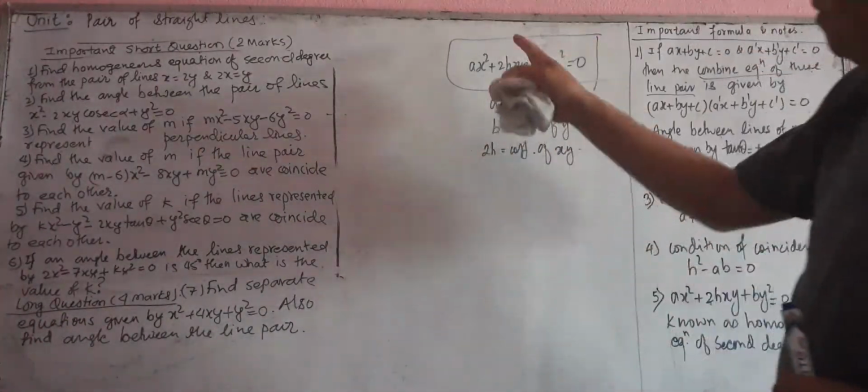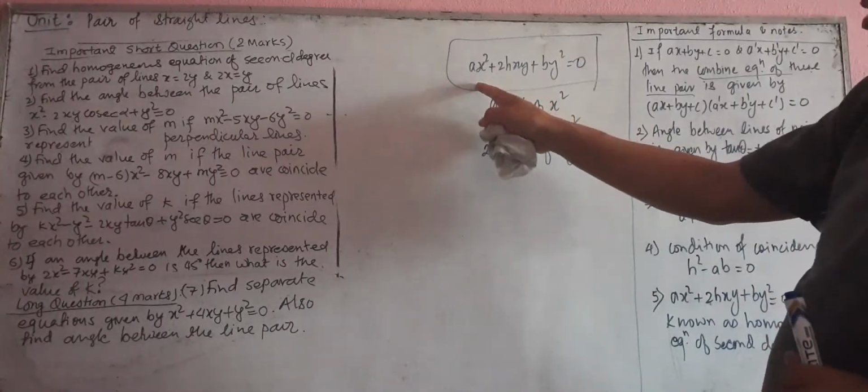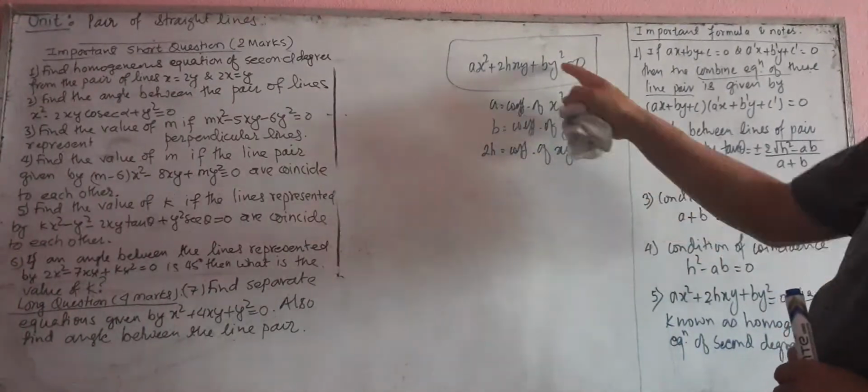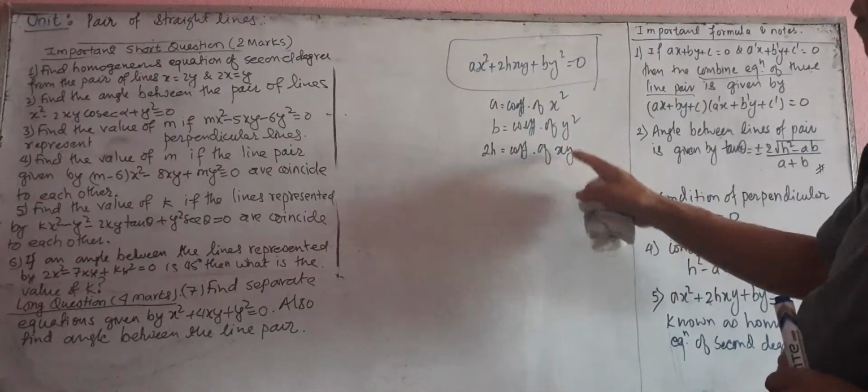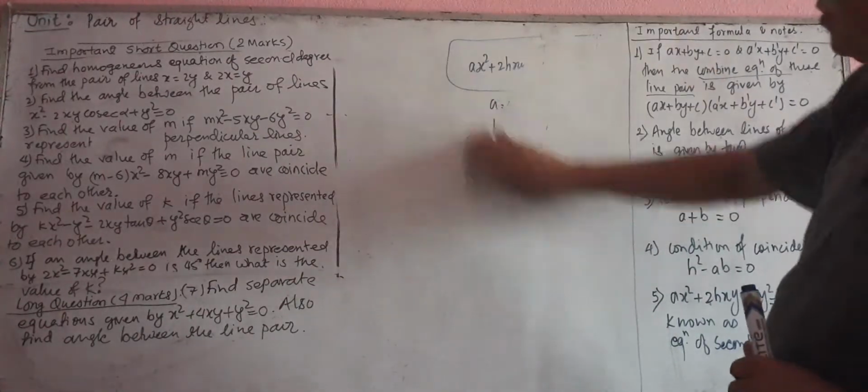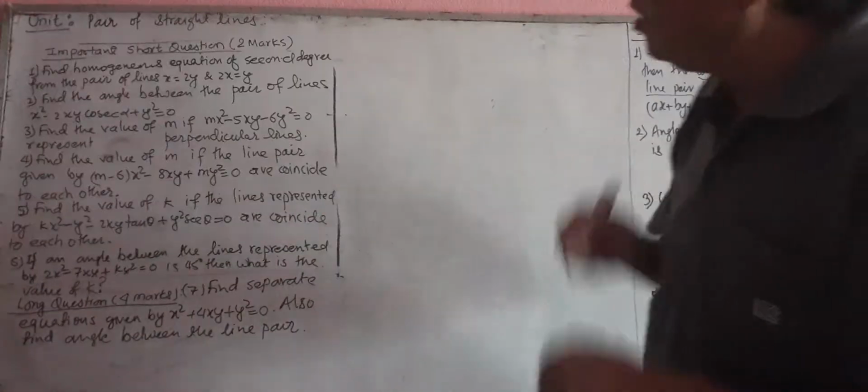Okay, remember this. This is the homogeneous equation of second degree. A is the coefficient of x square, b is the coefficient of y square, and 2h is the coefficient of xy. Okay, now we start the first question.